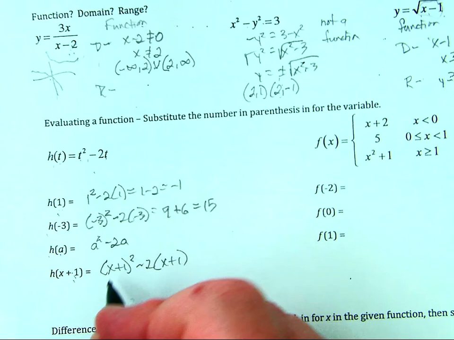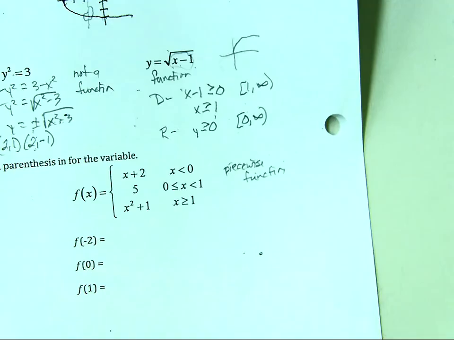Out here you'll have the domain. So when x is less than 0, you use this function. When x is between 0 and 1, you use this one. When x is greater than or equal to 1, you use this one. So it's in 3 pieces.